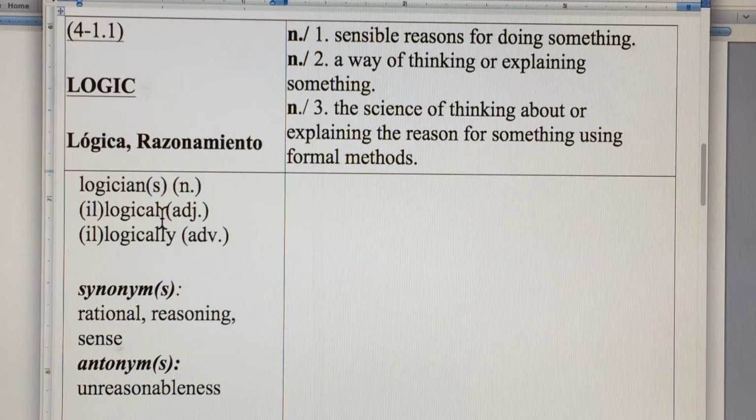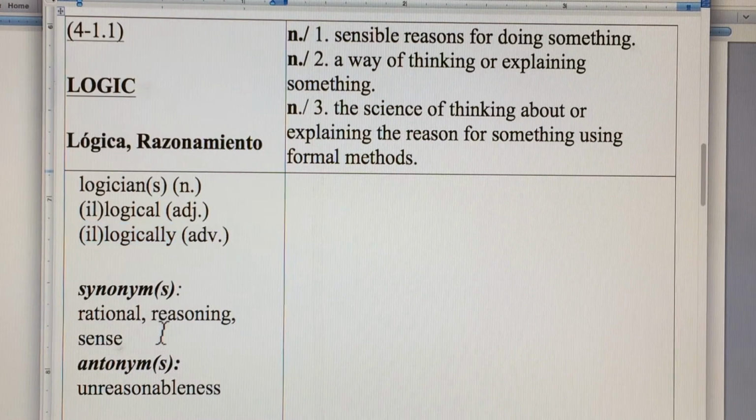Something that's reasonable or follows reason is logical, and the opposite is illogical. And if you do something in a logical way, then it's logically, and the opposite is illogically.